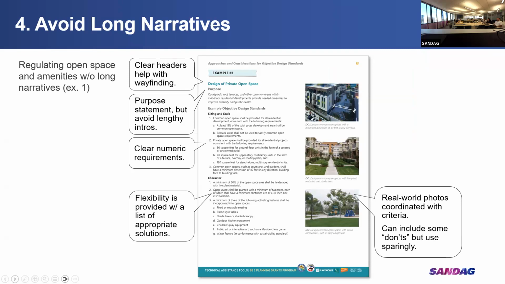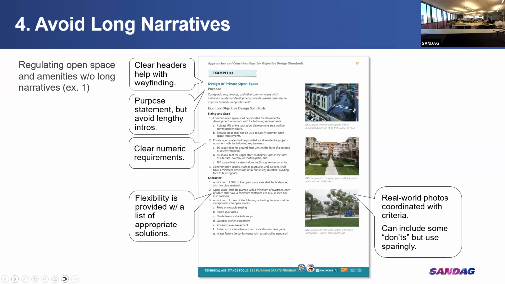So talking about avoiding long narratives, these are a couple of examples of different ways to structure standards. So this first example shows a page by page organization. This is a sheet from our toolkit that we developed for HCD that shows different examples. Basically, you have a one-page summary of standards, and so every topical header would have one page devoted to those standards.